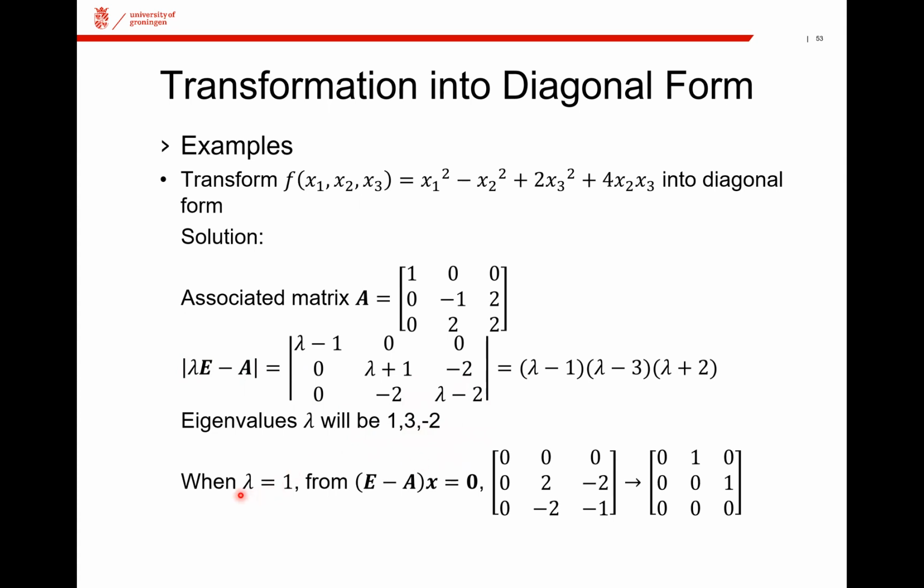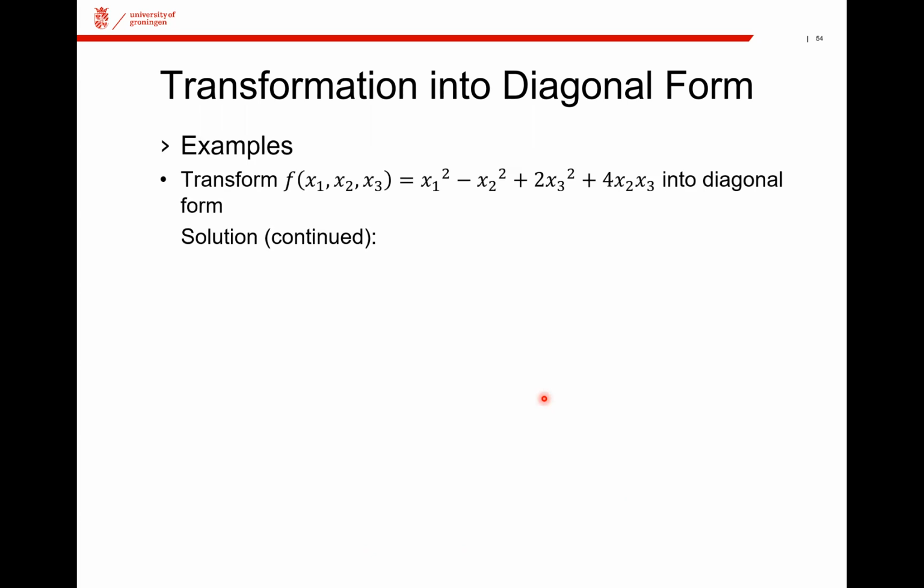After that, when lambda equals 1, from this equation, we can solve the eigenvector. So here we still use some elementary transformation, and then we will calculate the eigenvector alpha 1 equal to 1, 0, 0. So we assume x1 equals 1, and then x2 and x3 we can calculate, and they'll be 0. So the corresponding eigenvector alpha 1 will be 1, 0, 0.